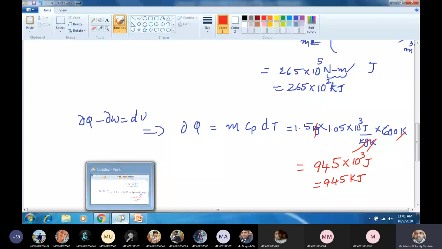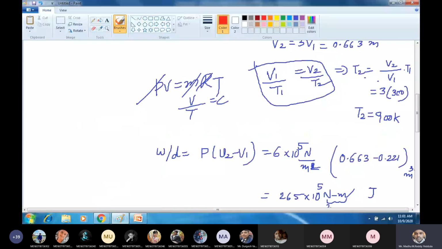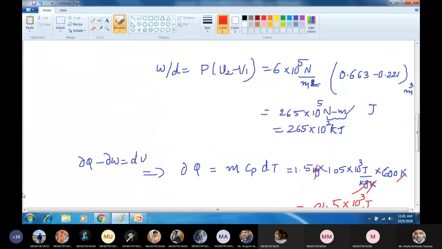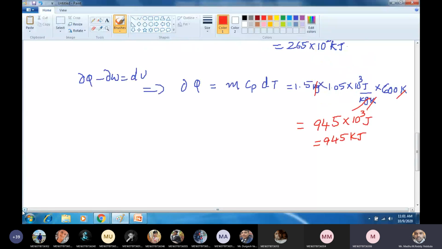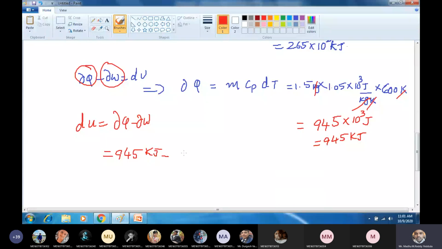Next he is asking about change in internal energy. How to get the change in internal energy? From this equation, you know dou q and dou w. So du is equal to dou q minus dou w. The dou q value you got as 945 kilojoules, and dou w you got as 265.